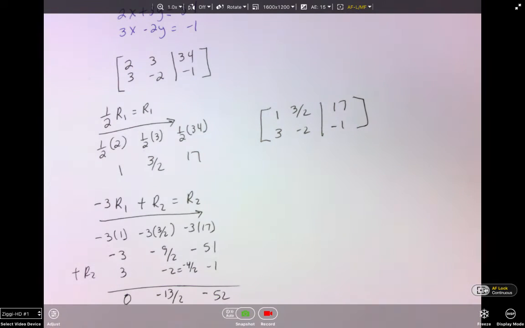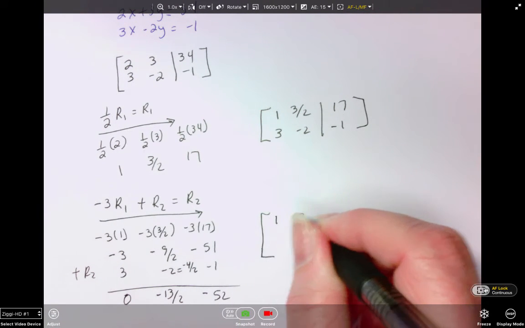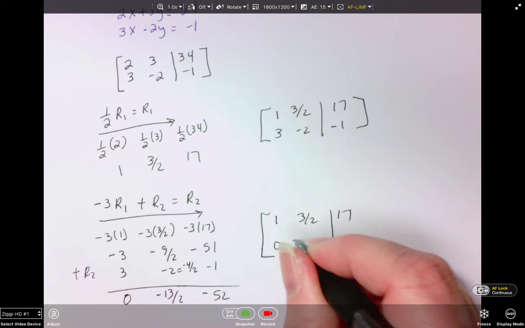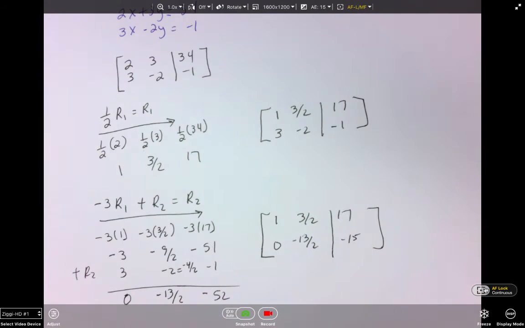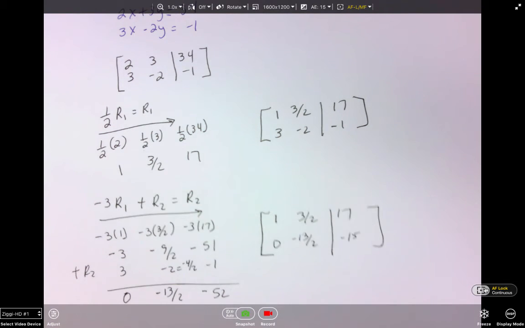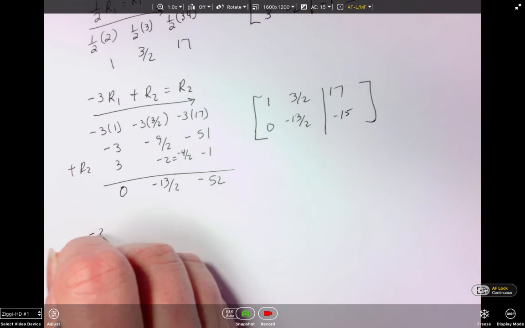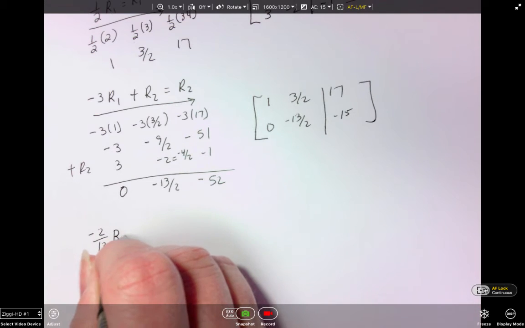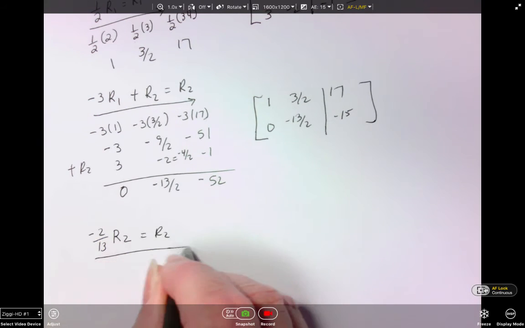And now I know these aren't real pretty numbers, but it's going to be okay. So in row 1, we have 1, 3/2, and 17. And in row 2, we have our 0, -13/2, and -52. Now we need to get -13/2 to be a 1. Well, how can we do that? We just multiply by the reciprocal. So we're going to take -2/13 times row 2. And that will equal our new row 2.